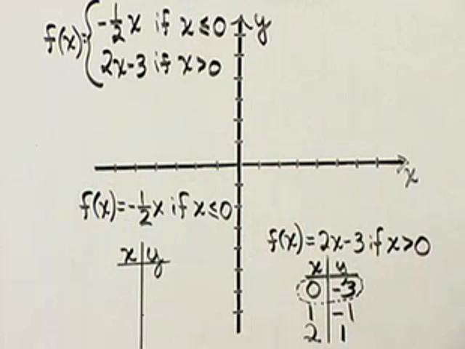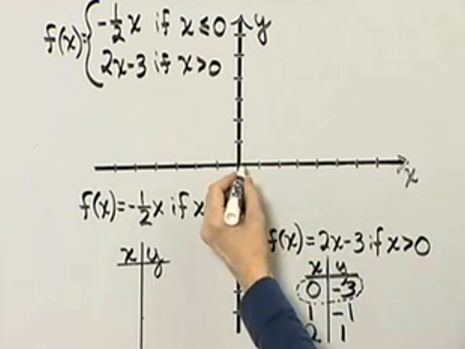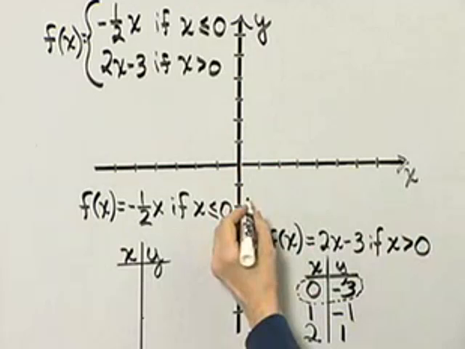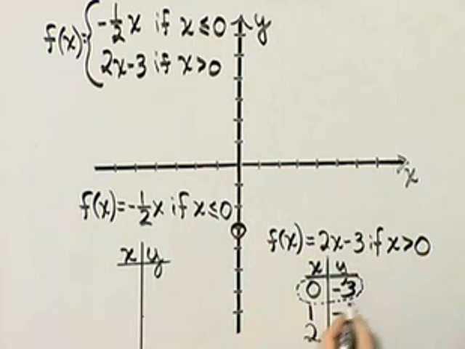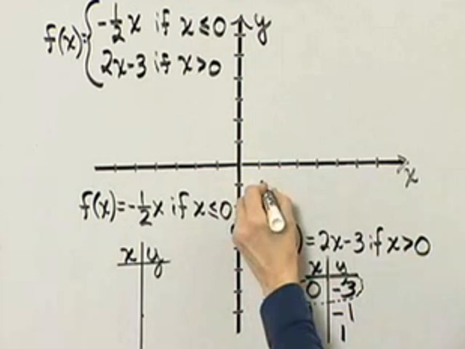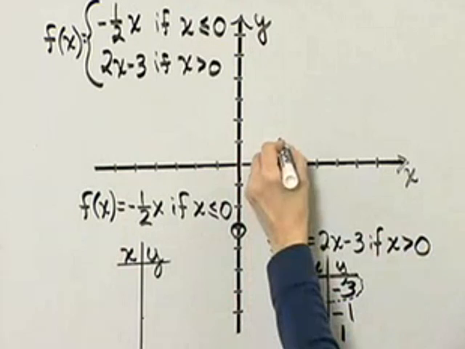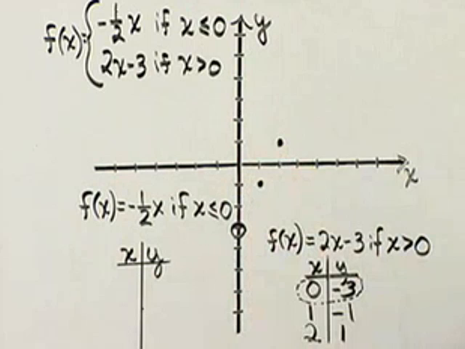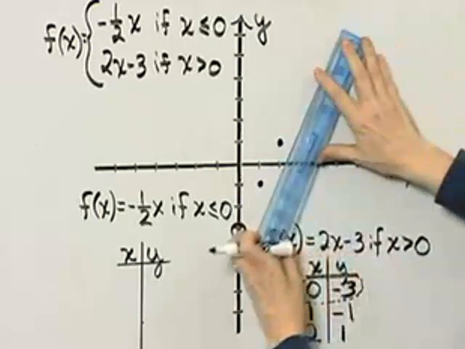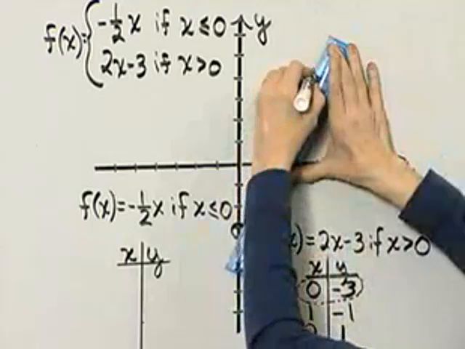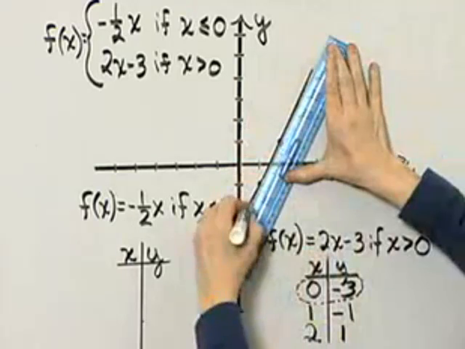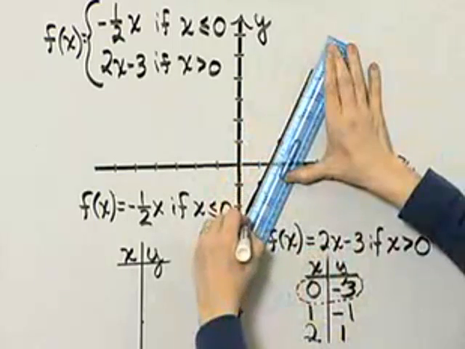And let's just graph this piece. 0, -3, and that is an open circle only. That's reminding me of an open circle only. 1, -1, and 2, 1. Just to show you this one piece only, there is one piece of my piecewise defined function.